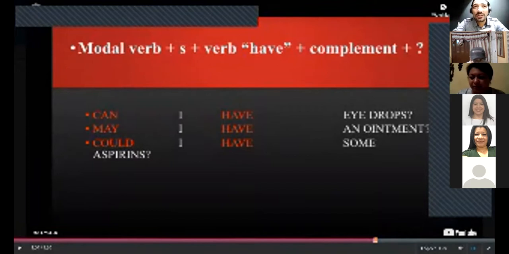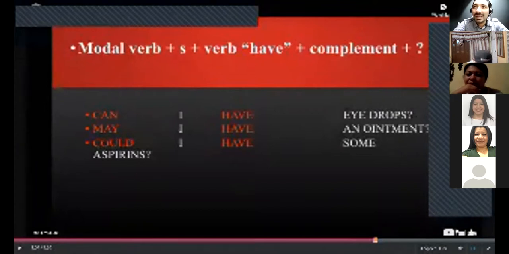Just remember, it's not necessary to use have. That's an example. But look at the structure. First, you have the modal. Then you have the subject. And then you have the verb. If I ask you, Hector, can I ask you for a favor?